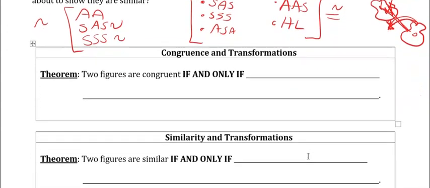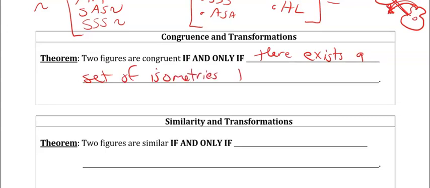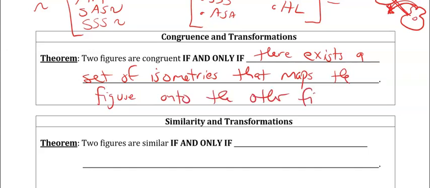It is rather easy. It is basically two figures are congruent if and only if there exists a set of isometries that maps the figure onto the other figure. If you can use rotations, translations, and reflections, and you can get a figure from wherever it is on top of the other one, then guaranteed they have to be congruent. Like I said, you've done these proofs a million times before. You just didn't know what a translation was, a reflection was, and so on.